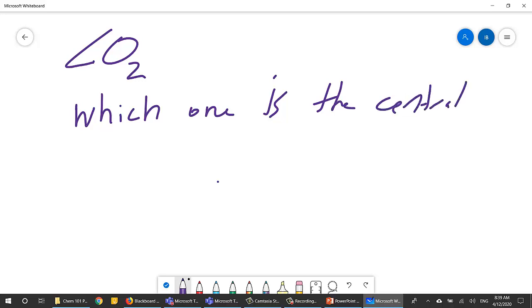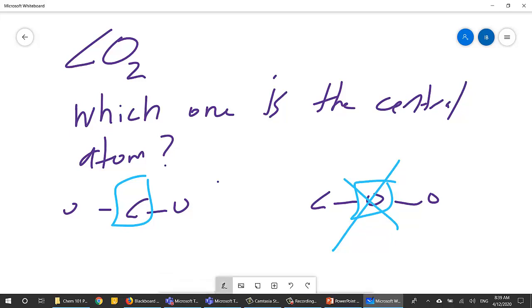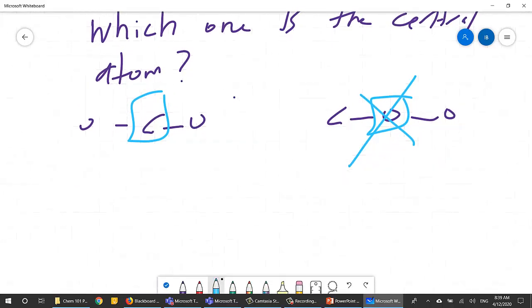Here in CO2, you might question yourself, which one can we put in the middle? There is 1 carbon and 2 oxygen. Is it like this, or is it like that? In this case, carbon is the central atom, and in this case, oxygen is the central atom. Of course, this is wrong. The way you can answer this question quickly is by saying that carbon can make 4 bonds and oxygen can make 2 bonds, and that's why we put carbon in the middle, without going into much trouble.